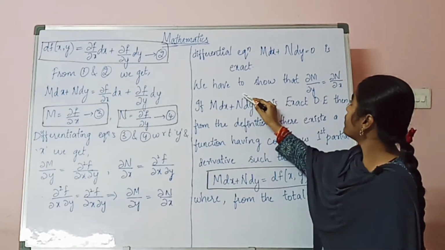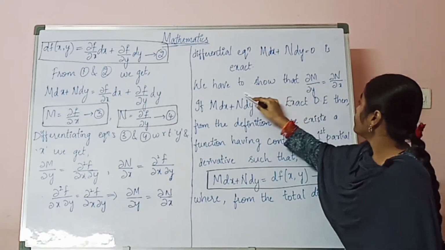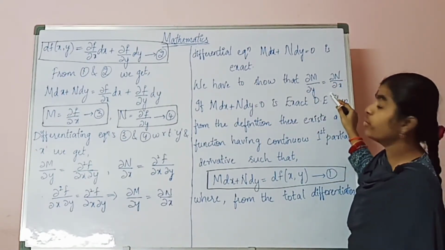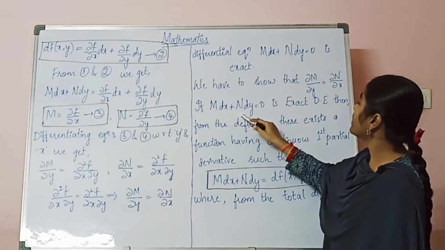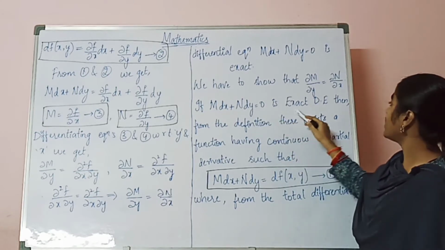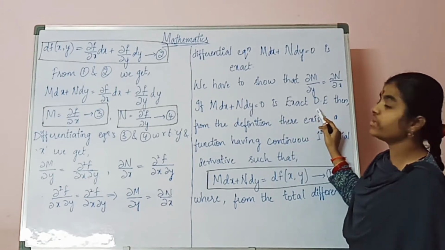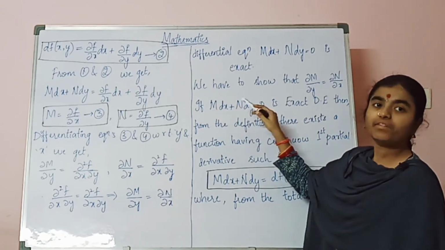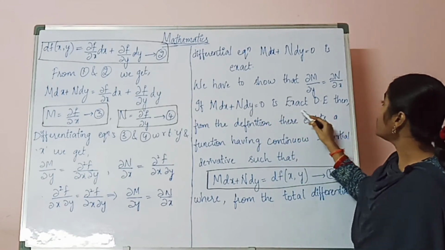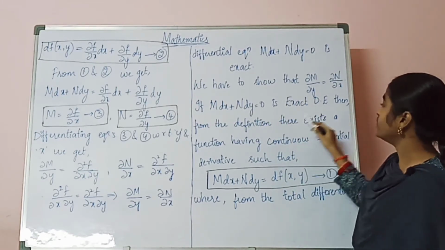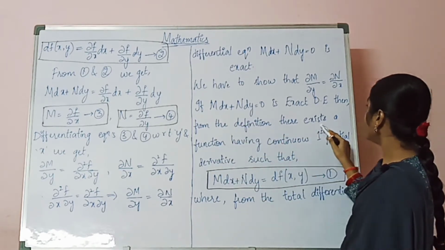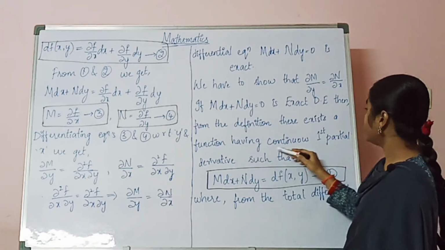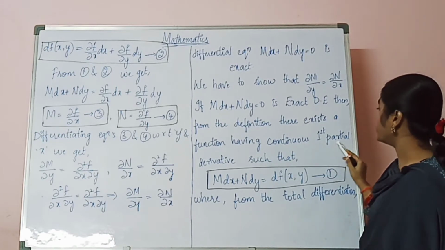Necessary condition: what we have to show? We have to show that ∂M/∂y equals ∂N/∂x, if Mdx plus Ndy equals 0 is an exact differential equation. So if Mdx plus Ndy equals 0 is an exact differential equation, then from the definition, as we discussed earlier, there exists a function having continuous first partial derivatives.